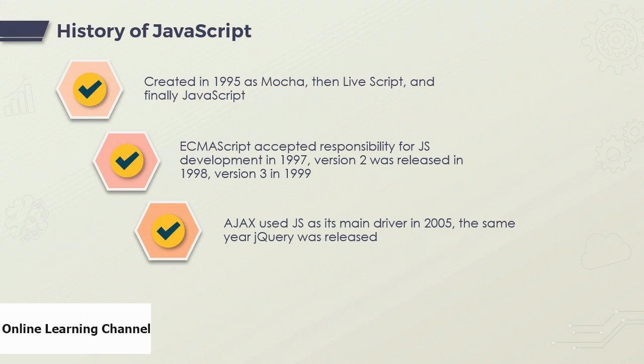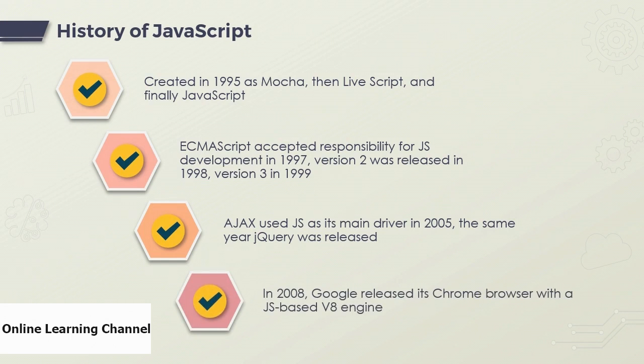It was developed by Microsoft. However, Microsoft chose JavaScript to be the main implementer of Ajax. This all occurred in 2005. Now, another development in that year was the development of jQuery. jQuery is a library and it uses JavaScript in the background. However, jQuery made it a lot easier to work with the DOM, the Document Object Model, which we'll talk about shortly. In 2008, Google released its Chrome browser, and that had a JavaScript-based V8 engine in it.